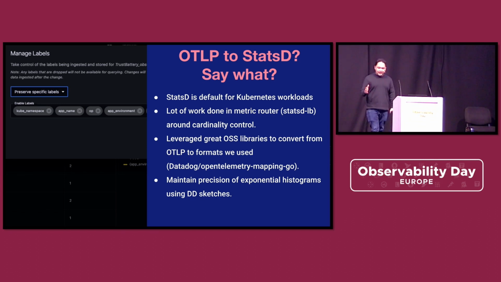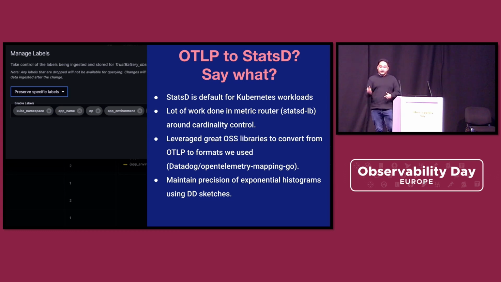So at Shopify, inside our Kubernetes workloads, we already are using statsd, and this metric router is also used within our clusters to process metrics and also work very tightly with our observe platform to control cardinality and by dropping some certain labels, etc. So we had done a lot of work to tightly integrate this metric router with our platform, and so we wanted to build on top of that work.